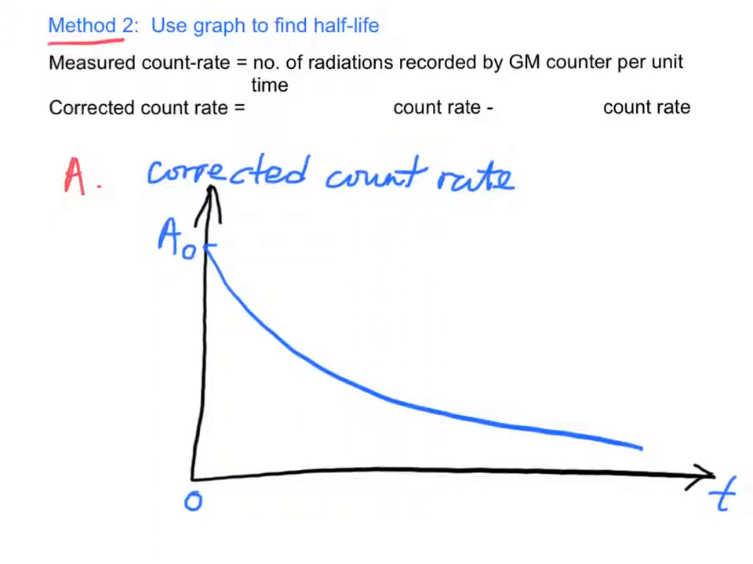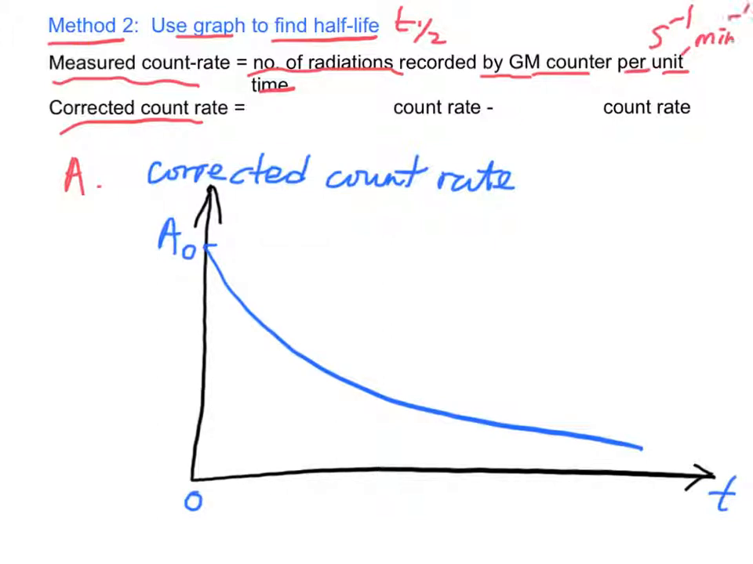Method 2. We can use a graph to find the half-life. First, we need to understand the meaning of measured count rate and corrected count rate. First, measured count rate is the number of radiations recorded by the GM counter per unit time. Unit time means per second, per minute, or per hour, etc.